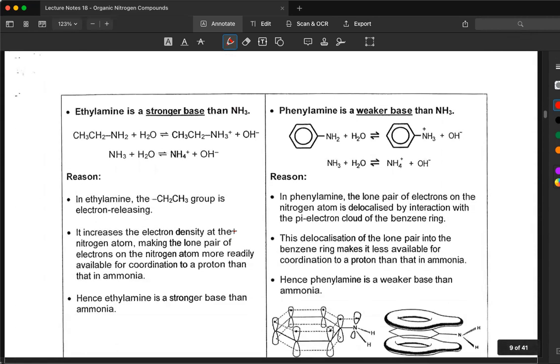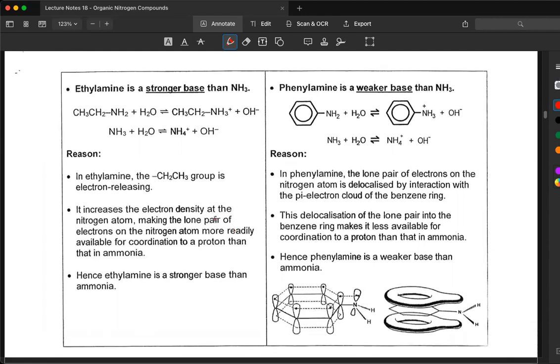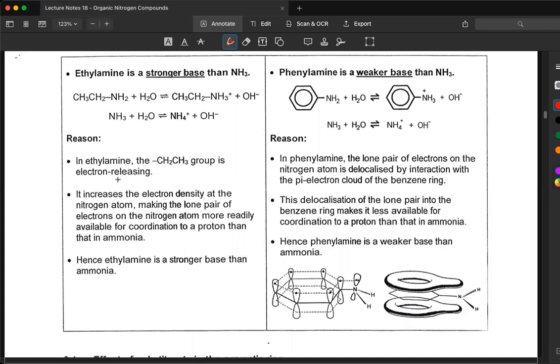So let's do the comparison, the complete explanation. Ethylamine is a stronger base than NH3. In ethylamine, the CH2CH3 ethyl group is electron releasing, or electron donating. So this will help to increase the electron density of the nitrogen atom. Therefore, the lone pair of electrons becomes more readily available to form a dative covalent bond with HCl or water, the Bronsted-Lowry acid. Okay, basically coordination to a proton, compared to ammonia.